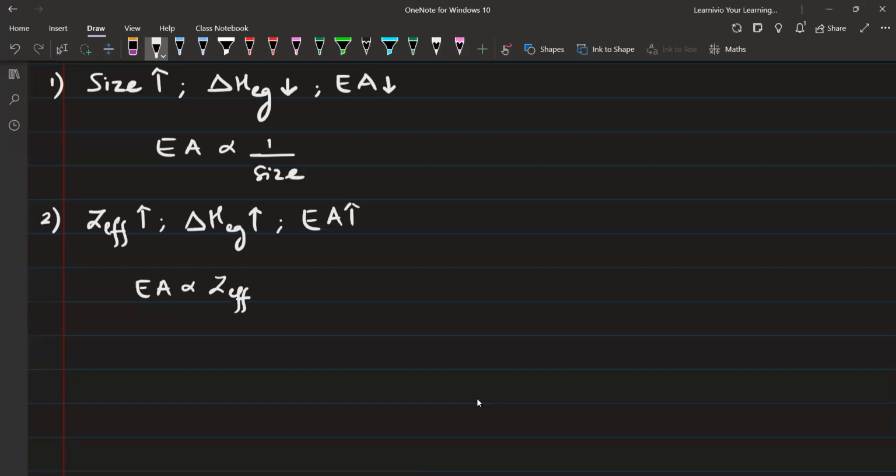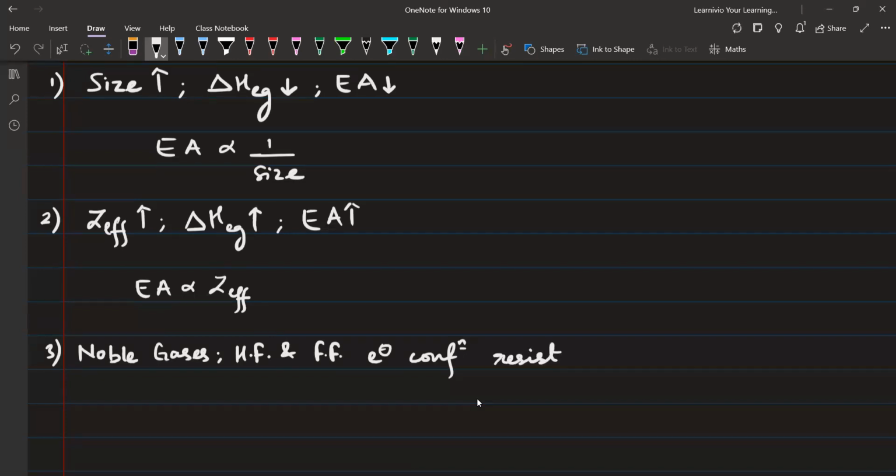Write next, third: noble gases, half filled and fully filled electronic configuration. Because they have half filled, fully filled electronic configuration, they will resist the addition of electrons. Noble configuration resists the addition of electron.